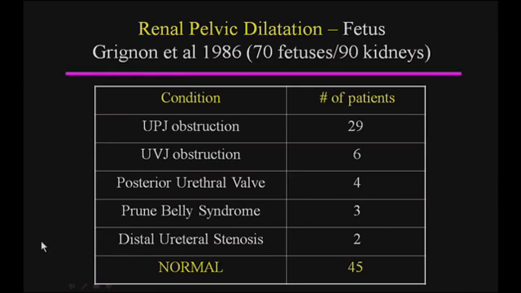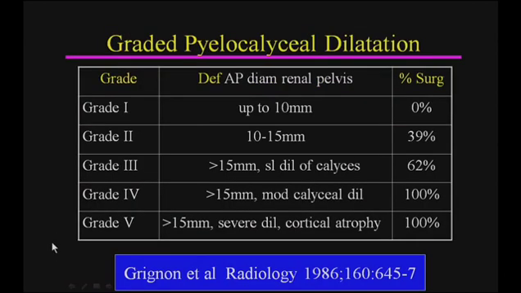29 of their patients had UPJ obstructions, 6 of their patients had UVJ obstructions, 4 of their patients had posterior urethral valves, 3 patients had prune belly syndrome, which is really due to a mesodermal defect and dilation that may not be obstructive. It isn't obstructive. And then there is distal ureteral stenosis, which was the diagnosis for 2 of their cases. But you see that the vast majority of cases were normal. 45 of these 90 kidneys were normal, despite the fact that there was renal pelvic dilation.